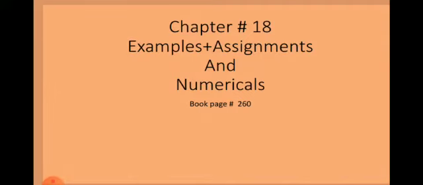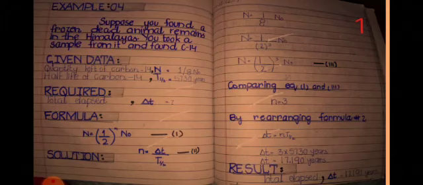So we will start from example number 18.4, and the statement is, suppose you found a frozen dead animal remains in the Himalayas. You took a sample from it and found that carbon-14. Carbon-14 means this is an isotope of carbon. Its half-life is T half, which is equal to 5,730 years. Activity is reduced to 1/8 per gram from the original value. How old are the dead animal remains?